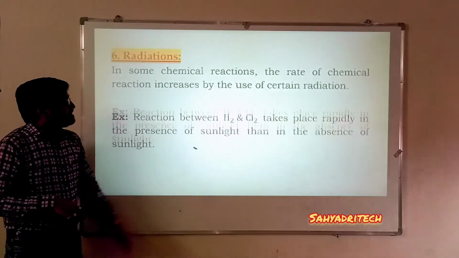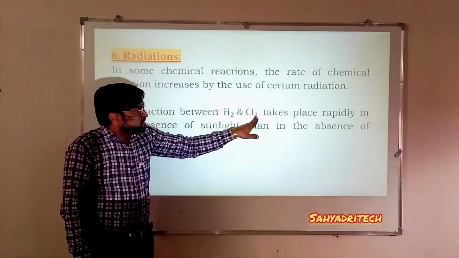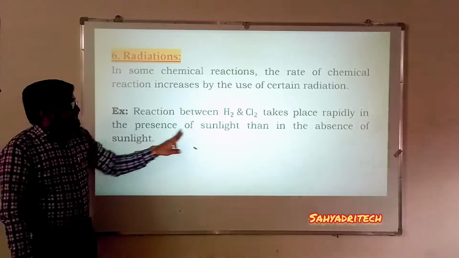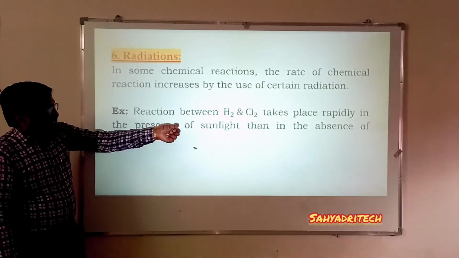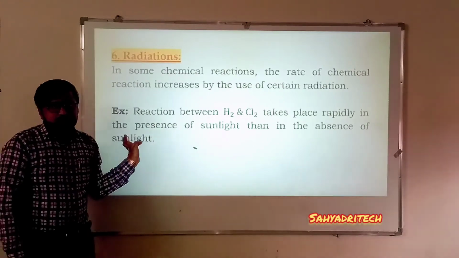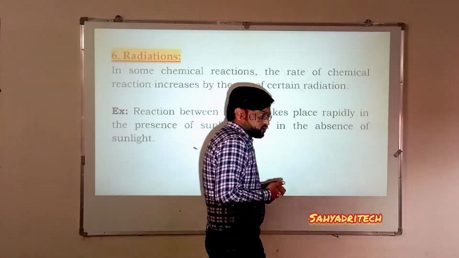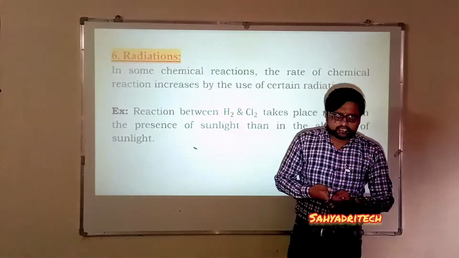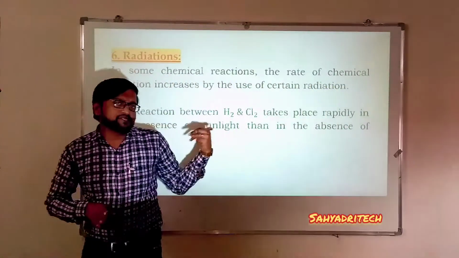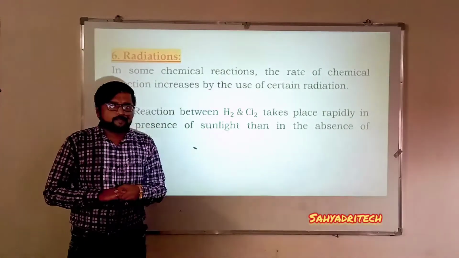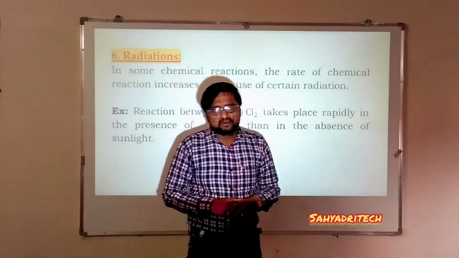One more example I can specify here: the reaction between hydrogen and chlorine, H2 and Cl2, takes place rapidly in the presence of sunlight, compared to the absence of sunlight. In the presence of sunlight, hydrogen and chlorine both react to give hydrochloric acid. But in the absence of sunlight, that reaction between those two species will be very slow. So that is regarding the factors which influence the rate of a chemical reaction.